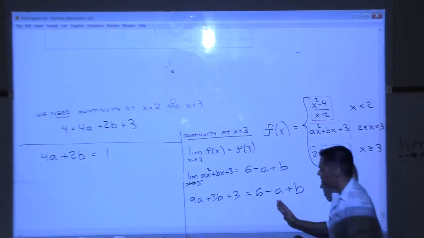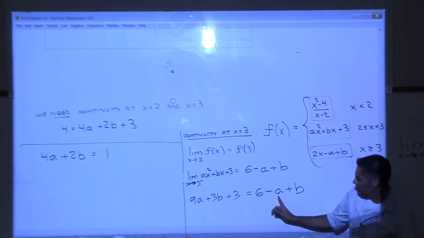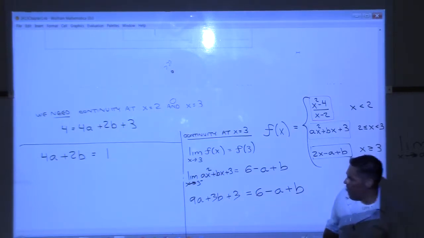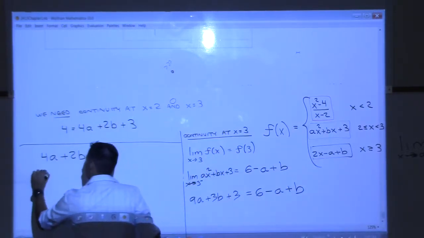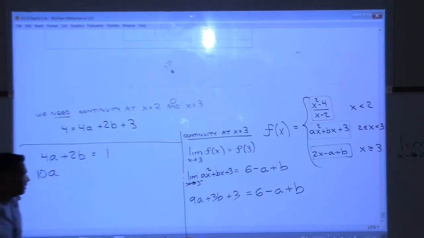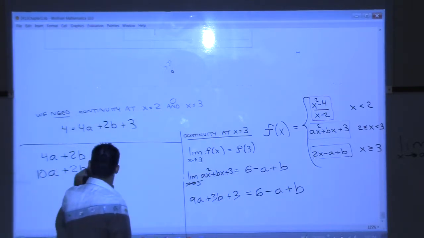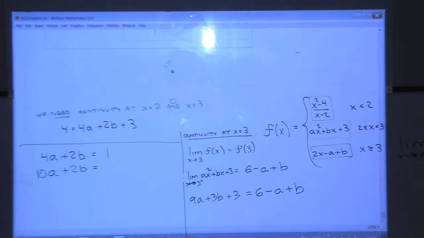Let me get all my a's on one side with the b's. So what if I move all my a's to the left? How many a's will I have? 10a? How many b's will I have if I move everything to the left? 2 b's plus 2 b's. And then if I put my constant on the other side, what constant will I have over there? 3.